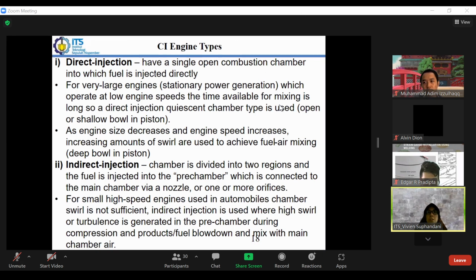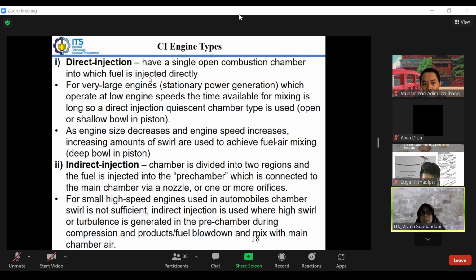Based on the injection, there are two types of CI engine. The first one is direct injection, in which the fuel is injected directly into the cylinder. We usually use this for very large engines, as in a power plant. In a diesel power plant or stationary power plant, we use direct injection.